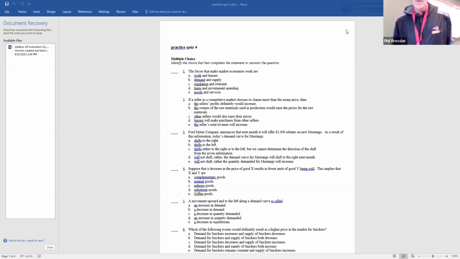Okay, I'm going to start going over the practice quiz question by question, trying to break it down for you. The forces that make economies work are B, supply and demand.